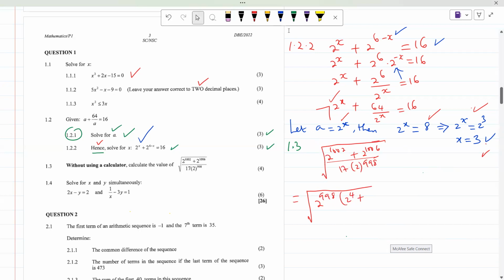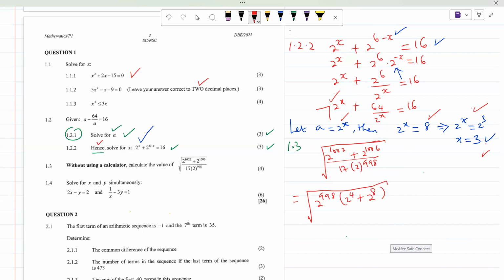Yes, what is the top one? Right, the top one. You pull out 2 to the power 998 and then you are left with what? You are left with 2 to the power 8, because we're saying 1006 minus 998. So it is going to be to the power 8 like this.